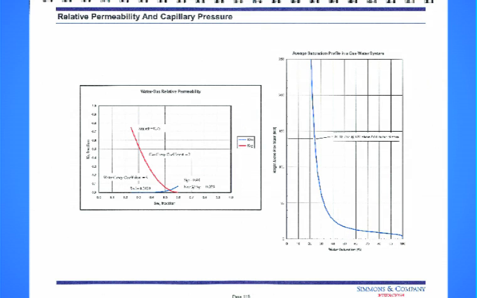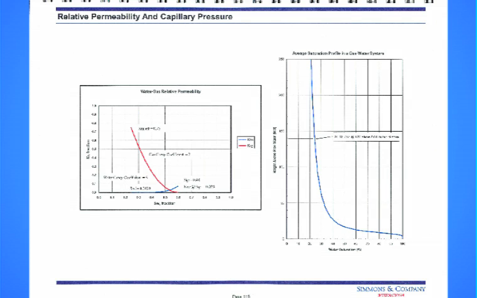The next image is titled Relative Permeability and Capillary Pressure. This page contains 2 images. The one on the left is water-gas relative permeability, and the one on the right is capillary pressure. Special core analysis data were not available for the water-gas relative permeability. The curves are based on capillary pressure data and reasonable assumptions for a gas-water system. Please refer to Knowledge Reservoir's technical report for a discussion of the endpoints.